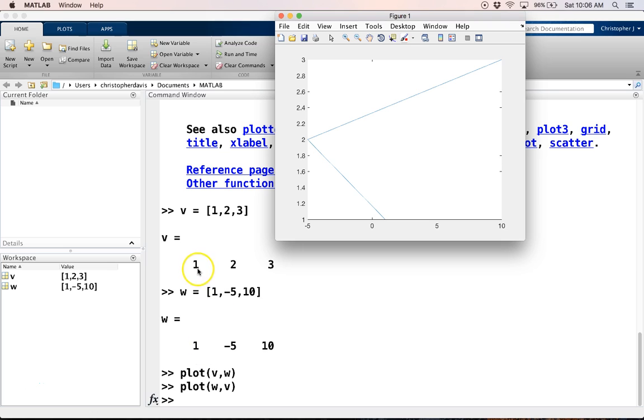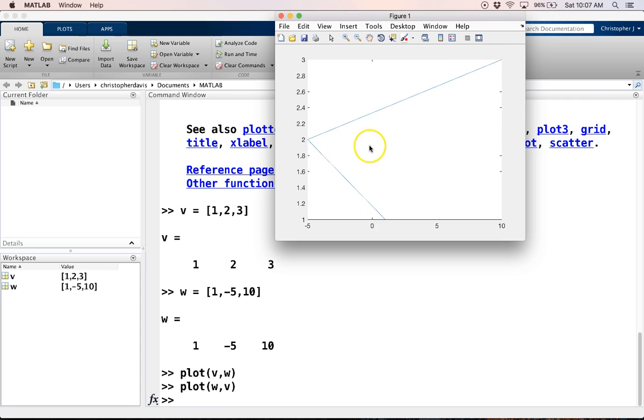So here I have 1, 1. Okay, that should be the same. And it might be confusing because that point, it doesn't show up on the left. It shows up down here. Here's the point, 1, 1. Next point is negative 5 and then 2. So that's up here. It draws a straight line connecting those. And the last point is 10, 3, which is up here.